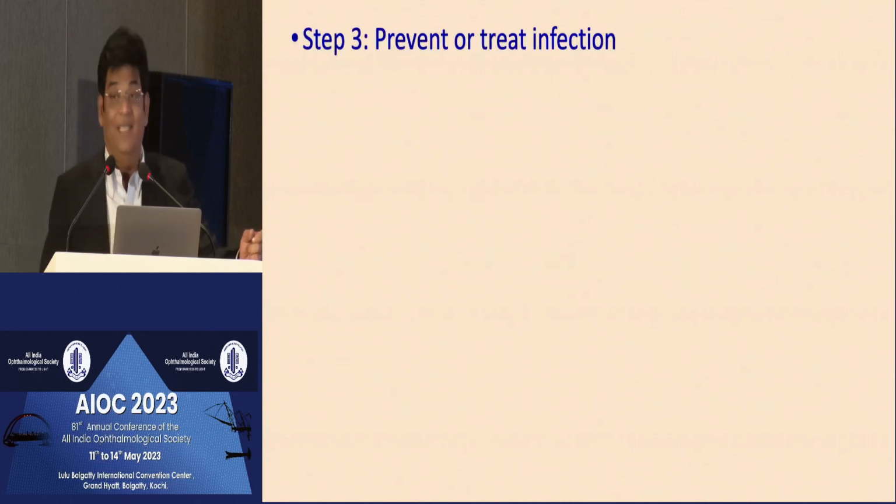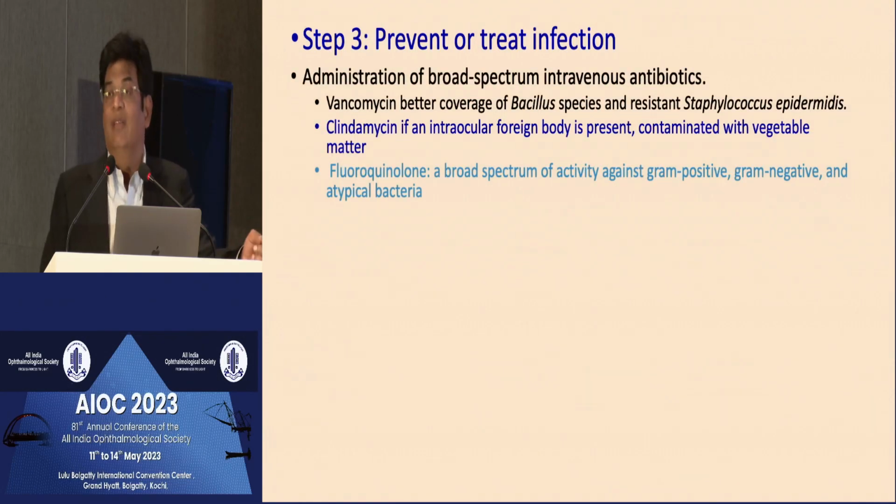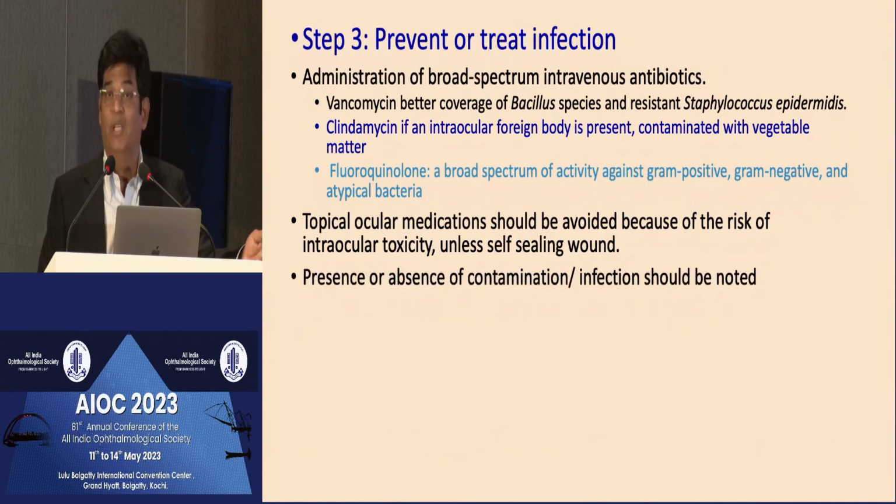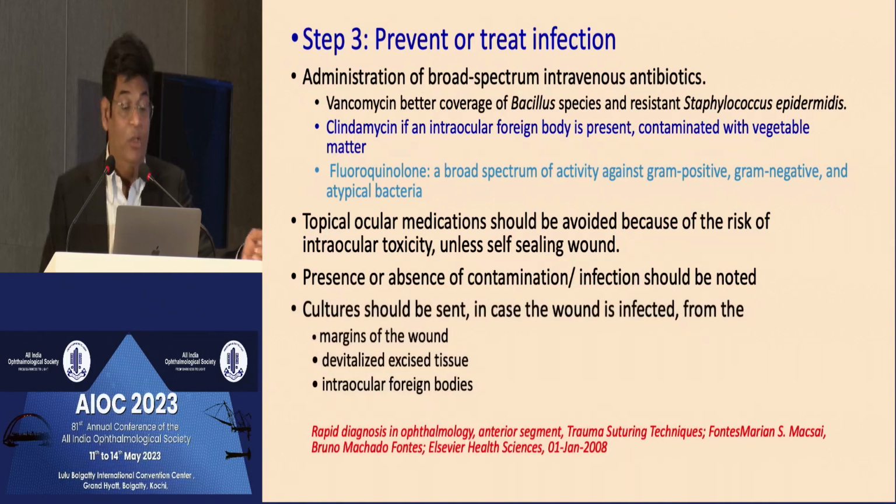The third step is to prevent or treat the infection in this patient. Of course, as a rule, we give systemic antibiotics to these patients. Fluoroquinolones are pretty good at this because they have such a broad spectrum. We should give clindamycin in case there's an intraocular foreign body which is vegetative in nature. And we can also give a combination of vancomycin and ceftazidime as a broad spectrum antibiotic. Topical preservative-free drops like moxifloxacin can be given, but by and large, intraocular toxicity is an issue, and we should minimize the drops. And also we should send cultures.